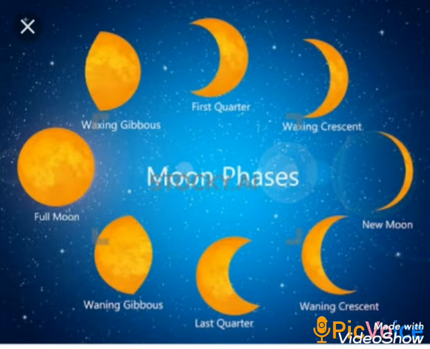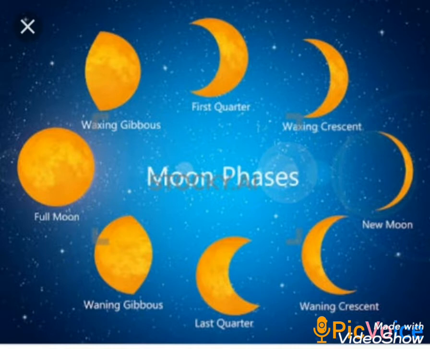We see half of the moon's surface which faces the earth. That is, from the earth we see only one side of the moon. The moon has no light of its own. We can see the moon because of the sun's light that falls on it.